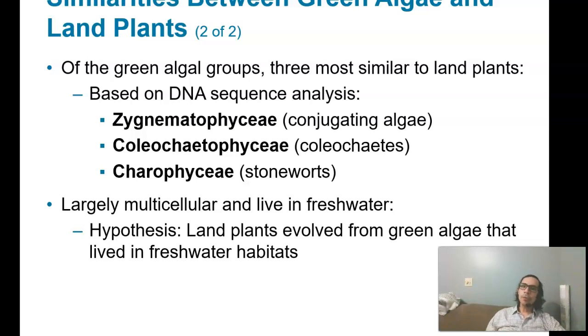So of the green algal groups, the three most similar to land plants are the Zygnematophyceae, which are conjugating algae, the Coleochaetophyceae, the coleochaetes, and the Charophyceae, the stoneworts. So this is all based on DNA analysis. These are largely multicellular and they live in freshwater. And so the hypothesis is that land plants evolved from green algae that lived in freshwater habitats.